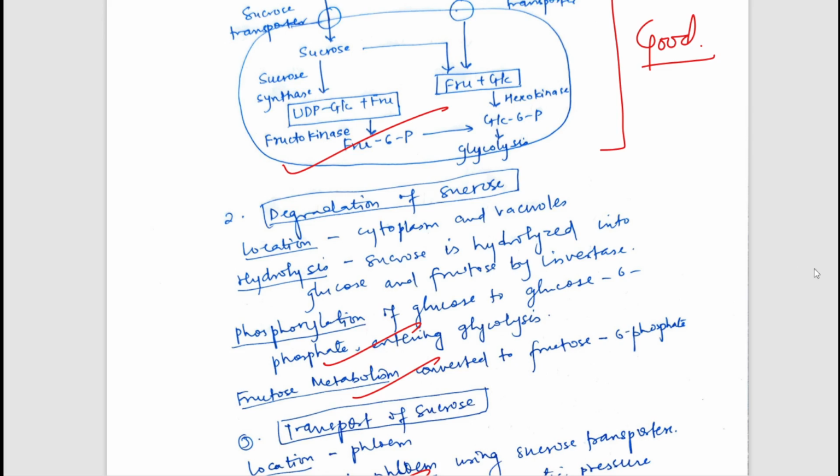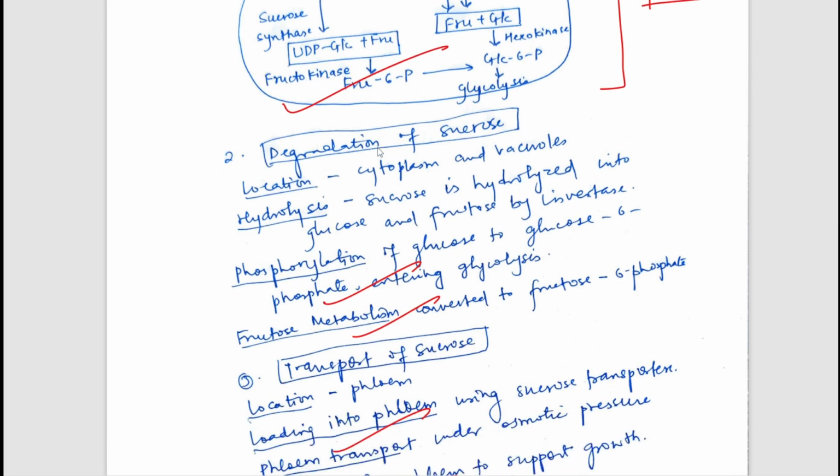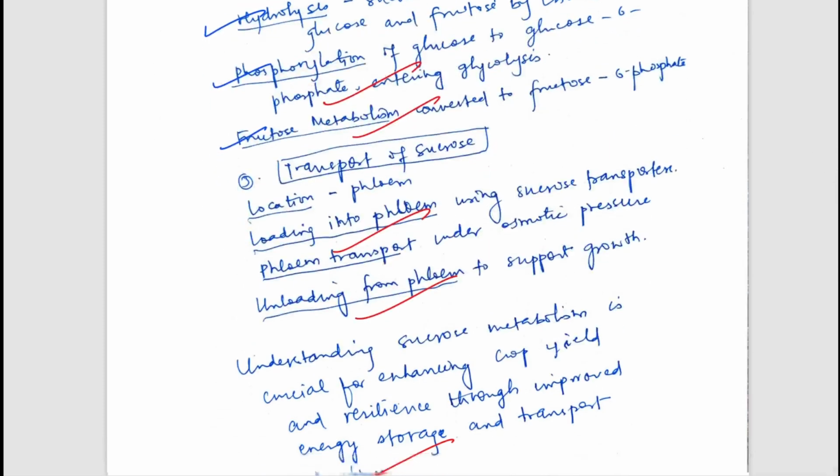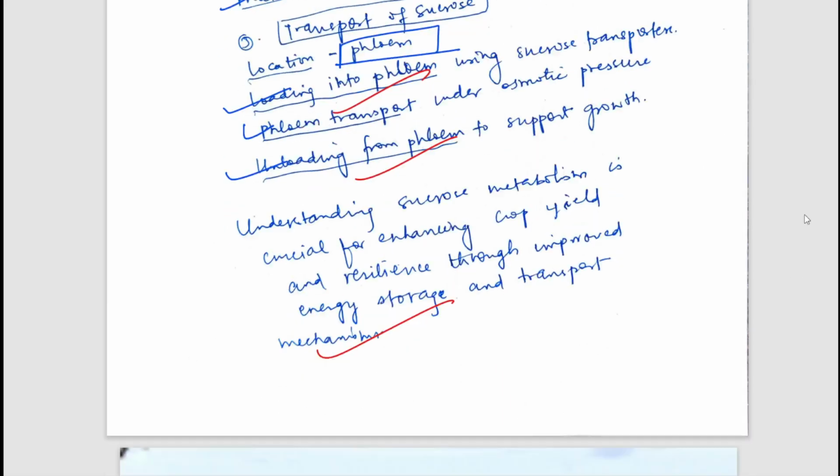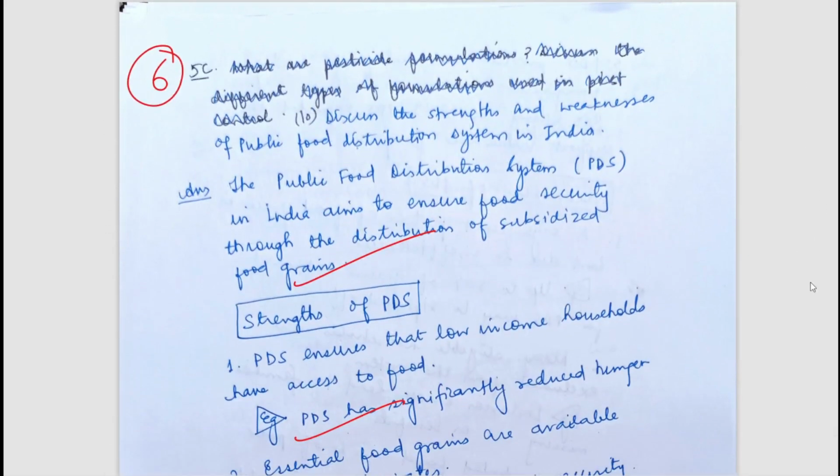Now how sucrose is degraded. Degradation of sucrose is generally, you can see, in cytoplasm and vacuoles. Hydrolysis is there, phosphorylation is there, fructose metabolism is there, transport of sucrose is mentioned. It is generally transported through phloem, loaded into phloem, then there is phloem transport, then it is unloaded from phloem to the different parts where it is needed. Now let's move to the next question.